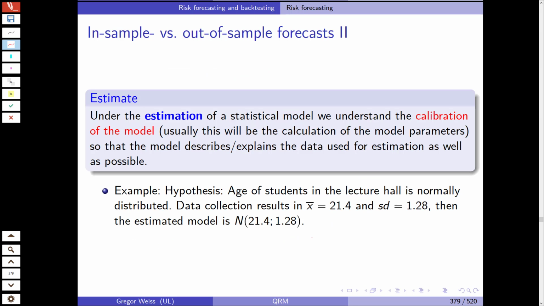Now the estimation, we understand, is the calibration of our model. Usually these will be the model parameters, so that the model describes or explains the data as well as possible. An example: we have a hypothesis. The age of students in the lecture hall is normally distributed. We have a normal distribution. Data collection results in a mean of 21.4. Standard deviation is 1.28. Then the estimated model is a normal distribution with these two parameters.